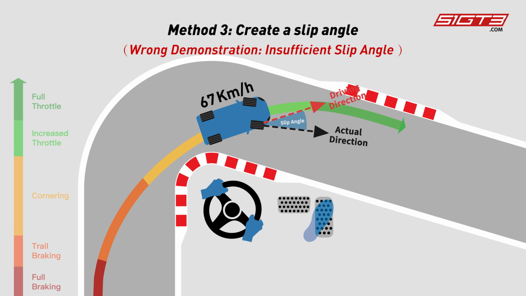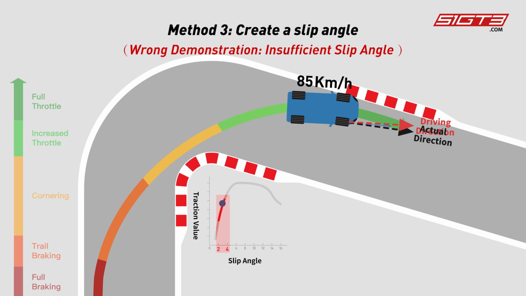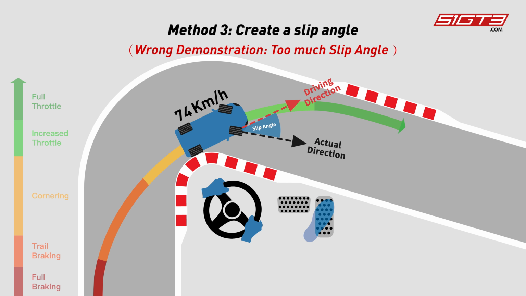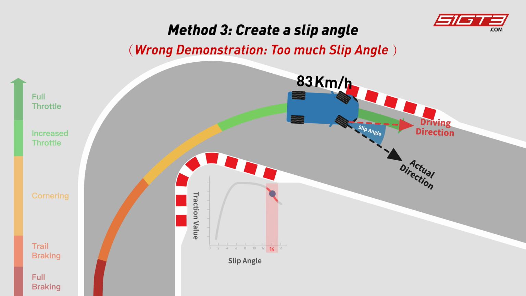If you accelerate at full speed with the steering wheel fully back, the tires will not produce enough slip. Traction will not be optimal and exit speed will be lost. If you steer back a little and accelerate at full speed, the tire slip angle will be too large. Traction will not be optimal and exit speed will be lost.